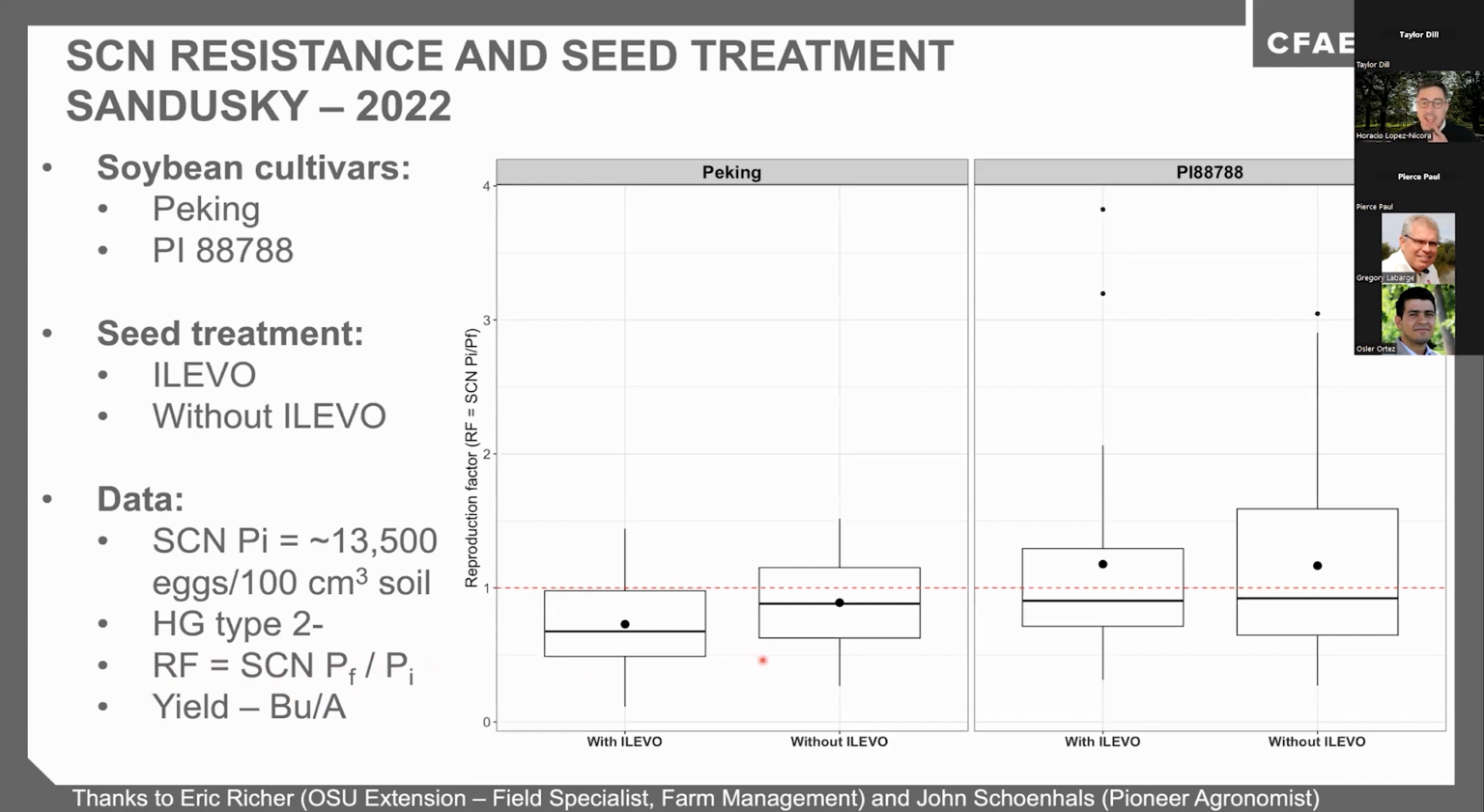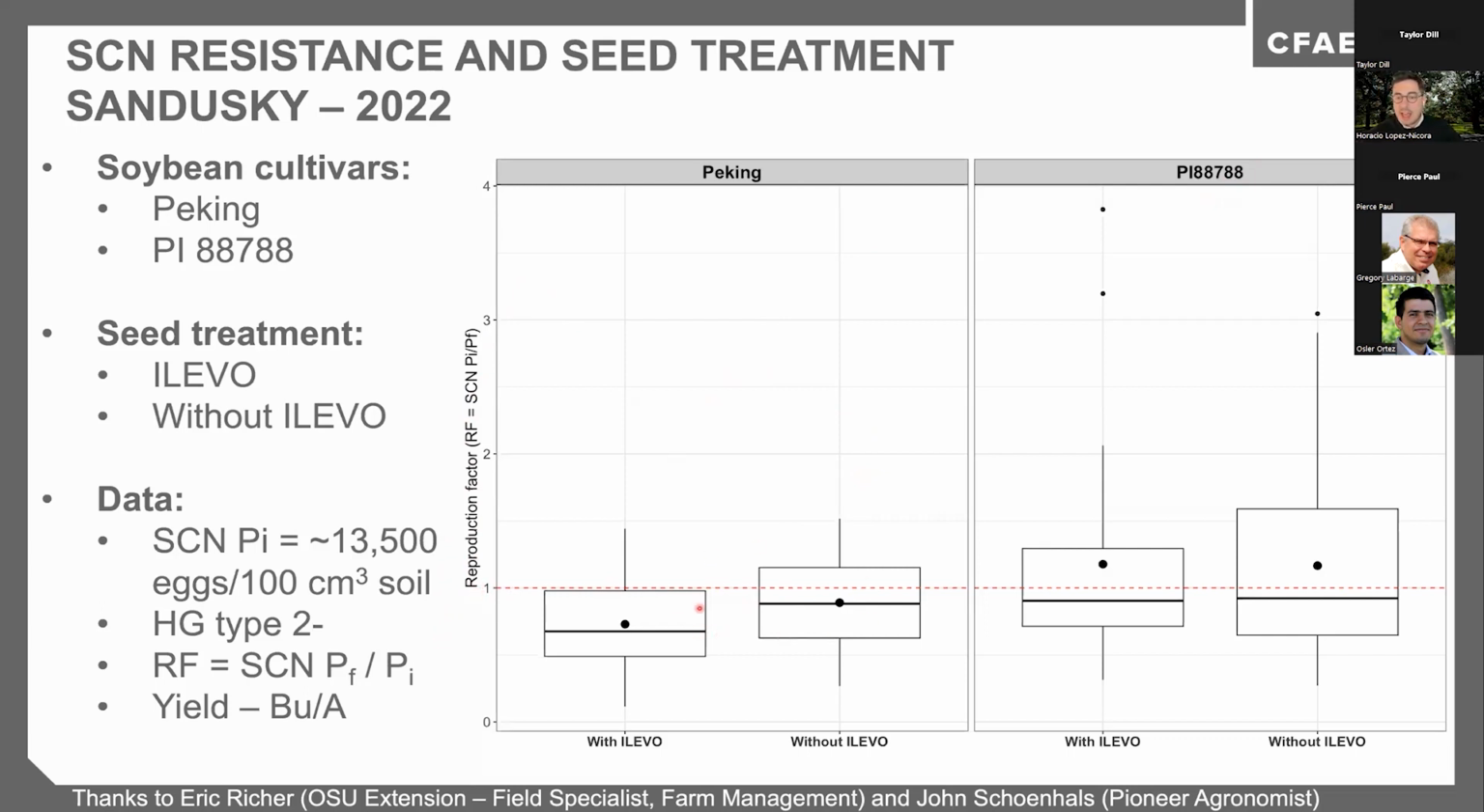So I'm using box plots again, adding a black dot, and that's the average inside each of the boxes. I'm splitting the data set here into the ones that had Peking source of resistance and the ones that had PI 88788 source of resistance, treated and not treated with Ilivo. And on the y-axis, I'm showing the reproduction factor, and I added that dashed red line for reproduction factor of 1 just to have a reference.